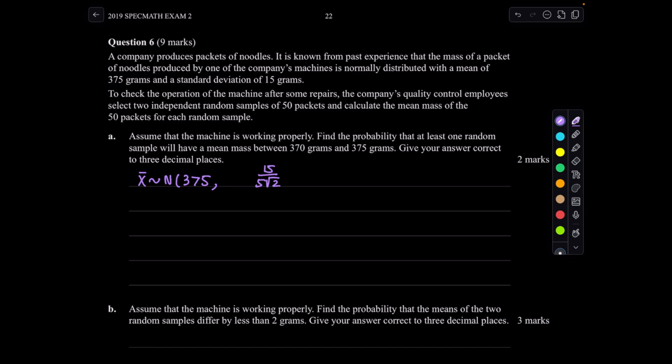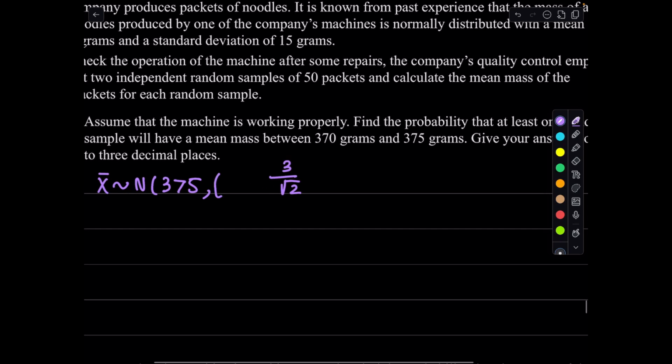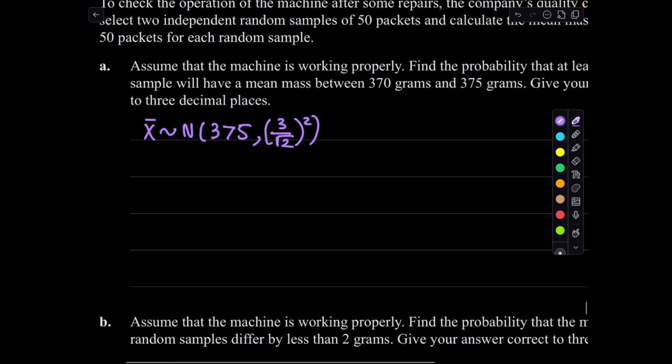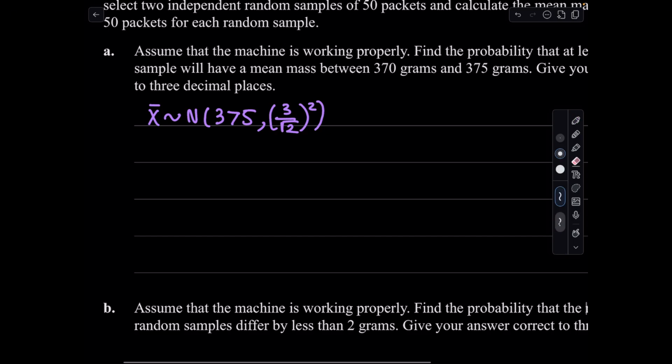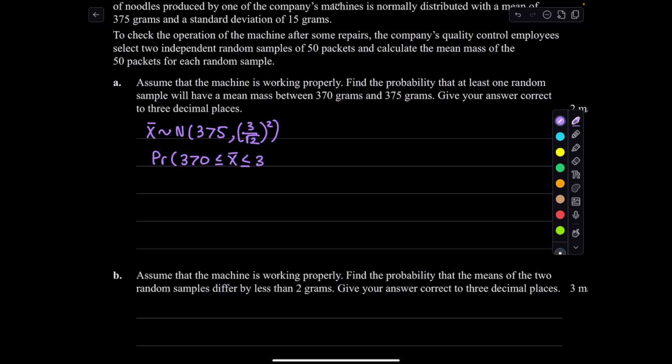So 5 root 2 basically, because 5 times 3 is 15, and these 5s can cancel. So basically you can write it as 3 root 2 squared. Okay, so now we've kind of got that. This is what we want to do. First, let's calculate the probability of getting a mean mass between these values. We're just trying to find the probability that 370 is less than or equal to the sample mean, which is less than or equal to 375.